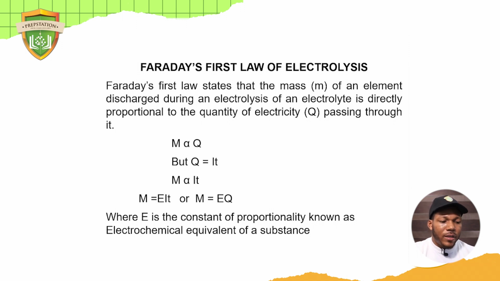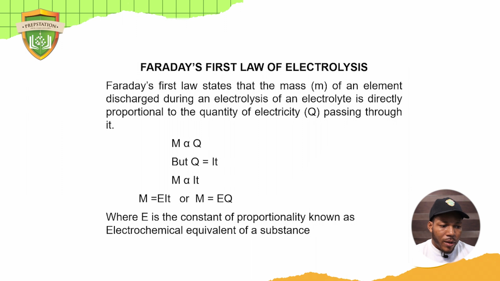If you look at it in the way of mathematical expression, you can see the M here stands for the mass, while the Q stands for the quantity of electric current that is passing through the electrolyte. But Q on its own means current times time. Because the current is there, measured in amperes, while the time taken is T, measured in seconds.